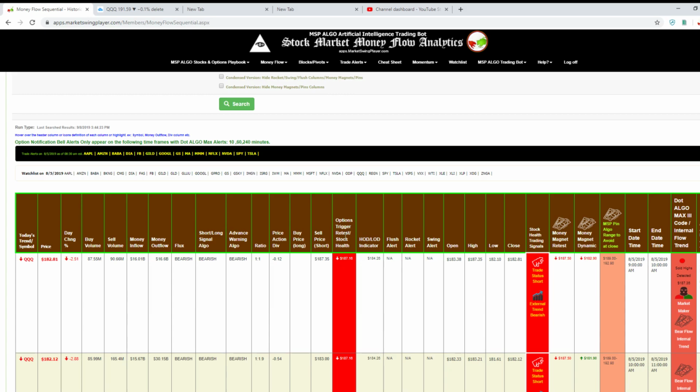We got the option trigger retest price here, and this price is saying if the current price is below this price, that stock is most likely bearish. If the stock price is above that price, then most likely that stock is bullish. It's another gauge to determine the health of the stock.